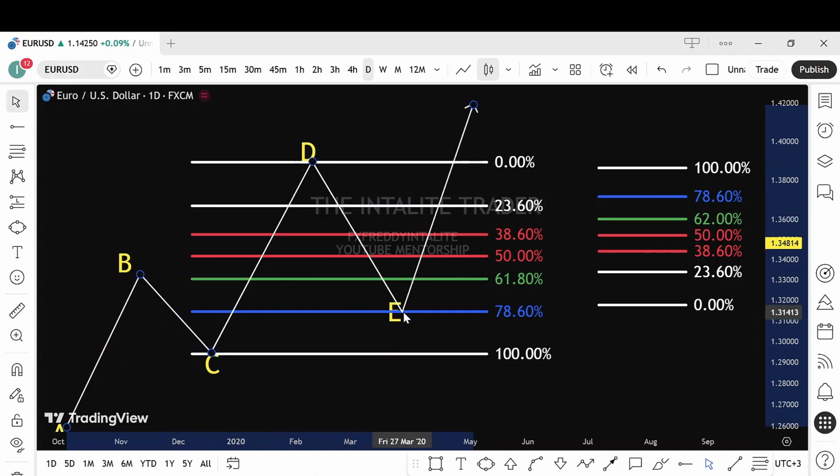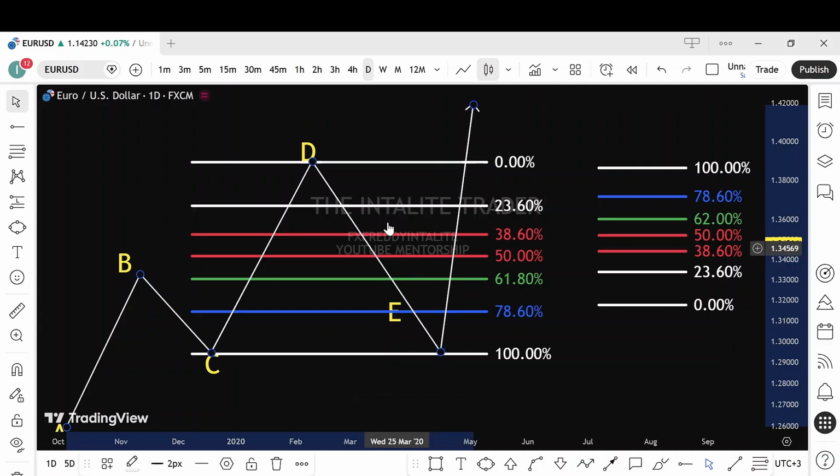If it comes to 78.6, it has made a pullback of 78.6% of this previous move. And if it comes back to C, we shall say it has made a pullback of 100%.